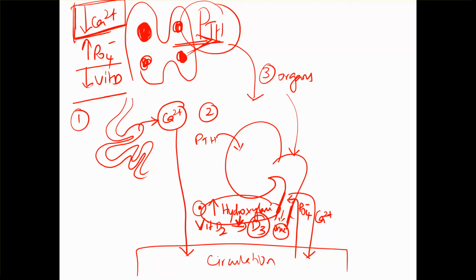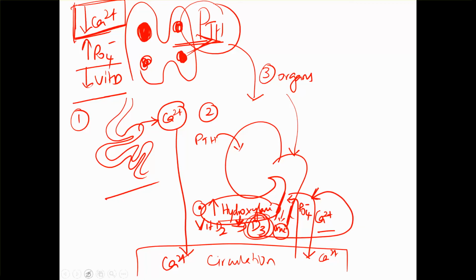Understand? So this is another function they do in the renal tubules. So now the net effect is the calcium is coming back. So once they absorb from the intestines, and then they reabsorb from the renal tubules, and they make more vitamin D3.